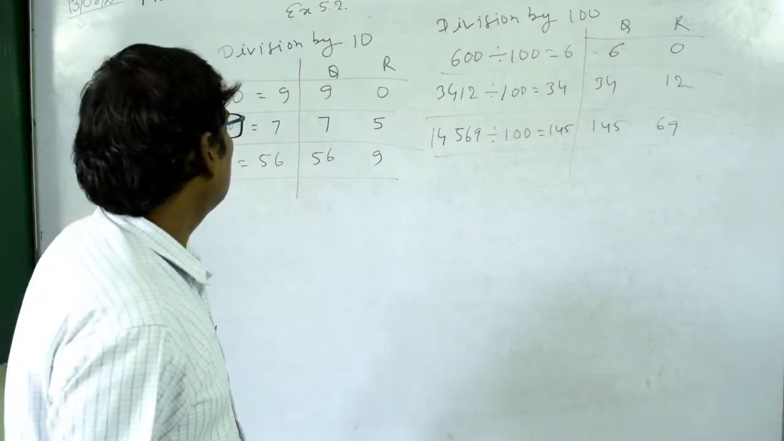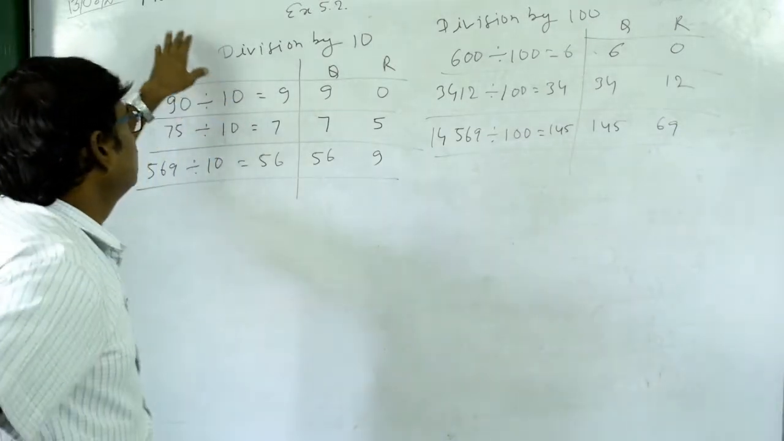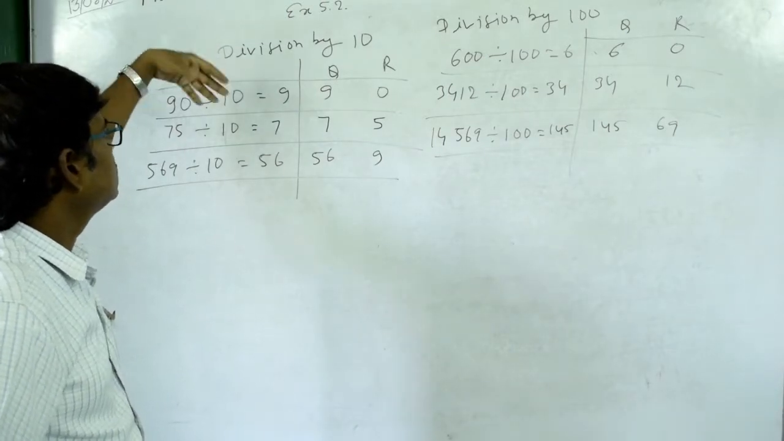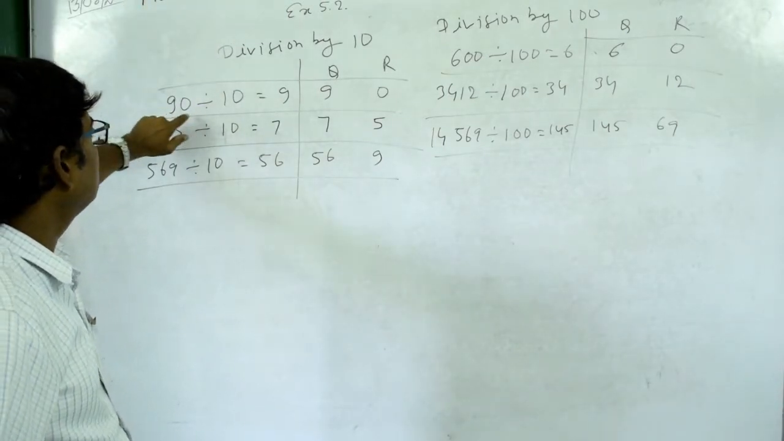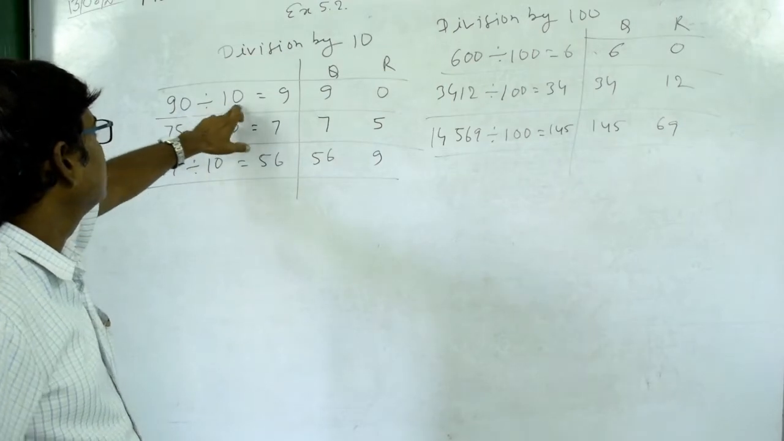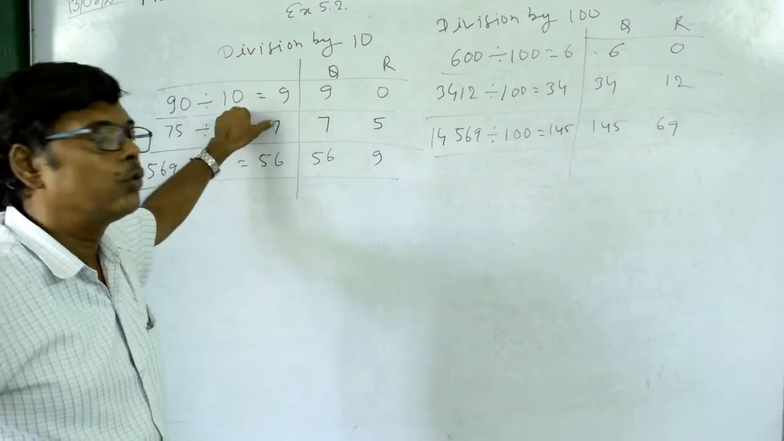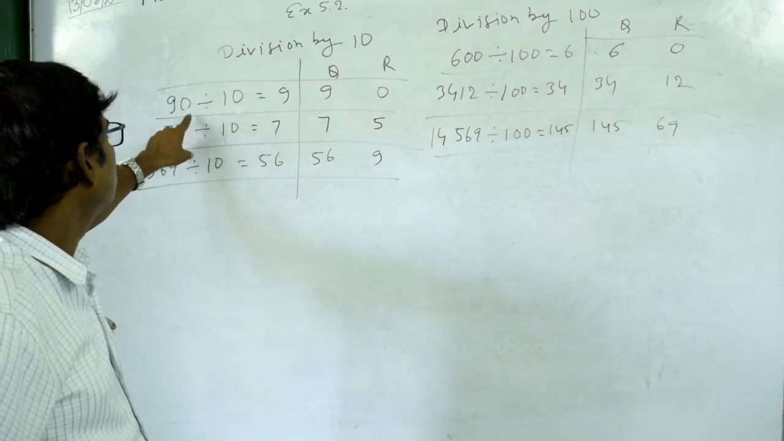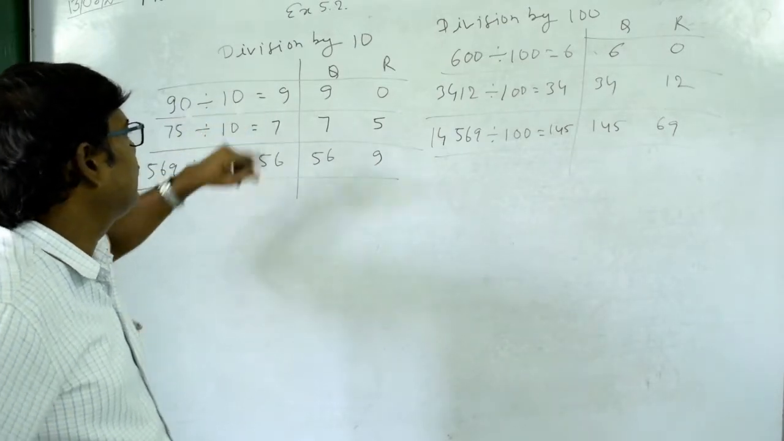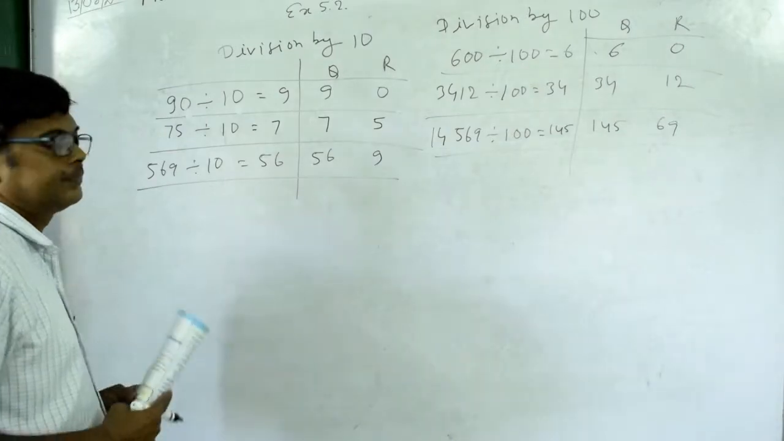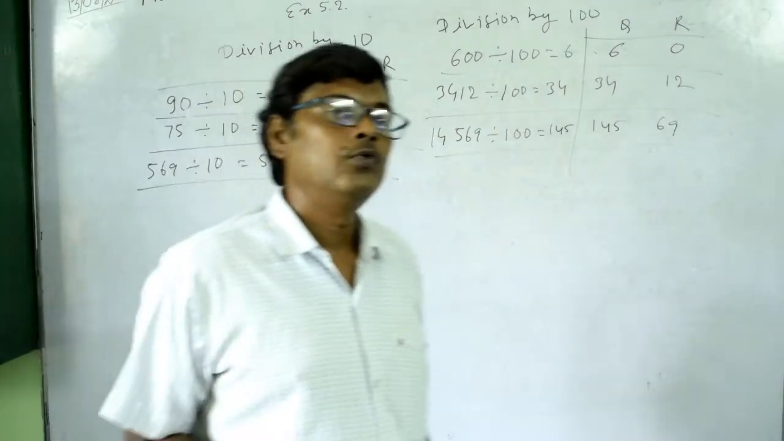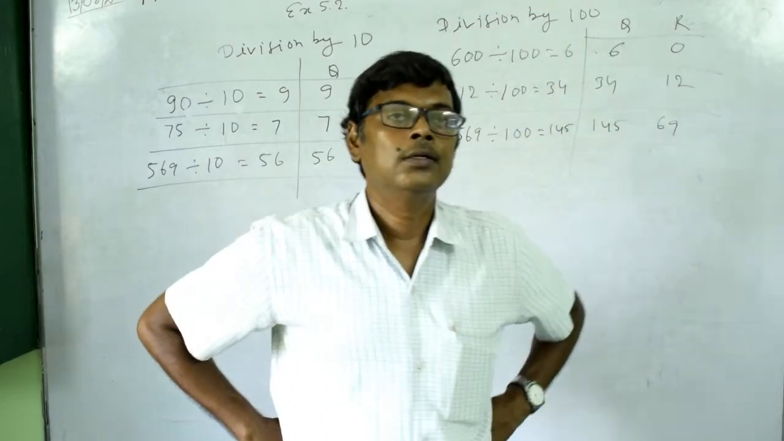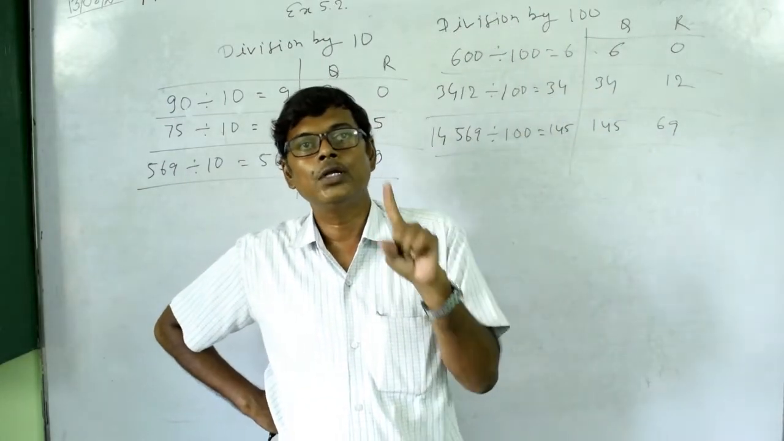Now observe this, first take the division by 10. If you divide any number by 10, like here 90 divided by 10, in 10 there is 1 0 only, and here also you have 1 0. So when you divide by 10, the rule is that in the number 10 you have only 1 0.